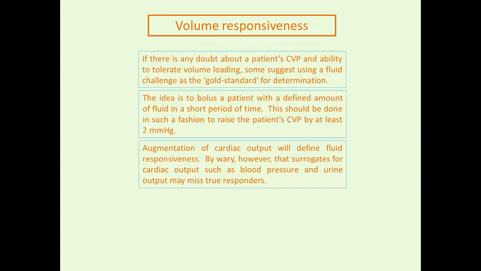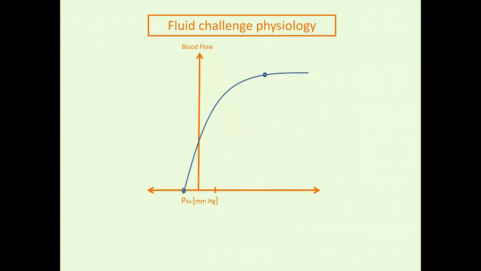And then if you do that and cardiac output goes up, preferably by direct measurement, then you've got a fluid responder. And you have to bear in mind that surrogates for cardiac output, like blood pressure, are imperfect. Remember, blood pressure is a surrogate for cardiac output because blood pressure is determined by cardiac output and systemic vascular resistance, so there can be changes in that variable, which may or may not cause changes in blood pressure. And similarly, urine output may miss true responders.